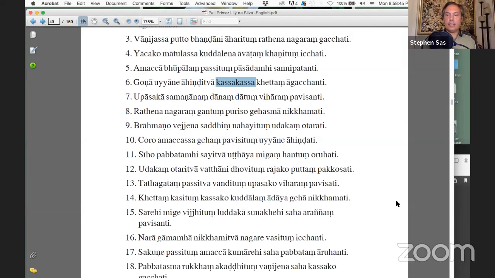Can we have now Kemia? Hello. Hi. Can you do for us, please, number 8? Sure. Patena nagaram gantun puriso ke hasma nikamati. And I got to go by cart to the city. The man leaves from the house. Yes, or comes out of, or yeah.